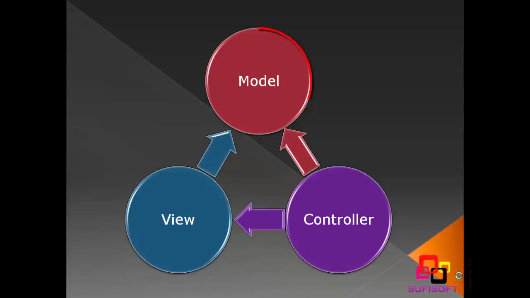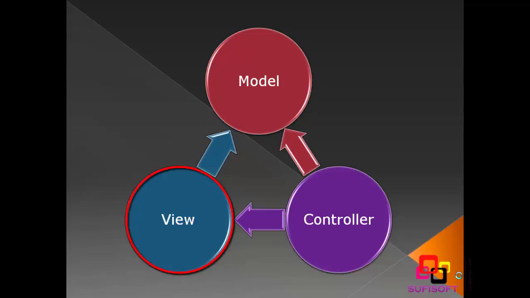Firstly, we take a look at models. Model objects are the parts of the application that implement the logic for the application's data domain. For example, a customer object might retrieve information from a database, operate on it, and then write updated information back to a customer table in SQL Server.